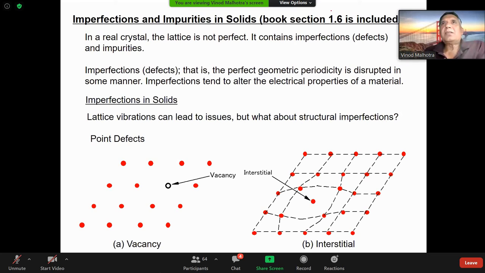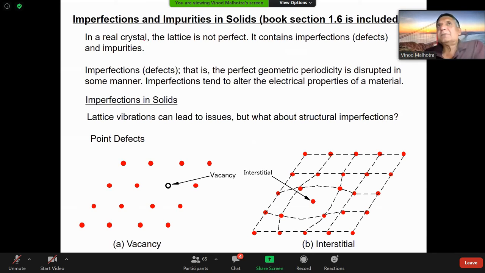So section 1.6, even though it has a star, it is included. Now, why am I including this? Because this section talks about defects. Now, in a real crystal, ideally, of course, every atom should be in the right place and should be perfect. But real life is different. The lattice is not perfect, and it contains imperfections, which are defects. We'll talk about what they are, and impurities.